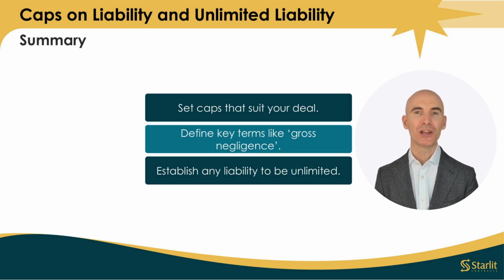To wrap up with your key takeaways, think carefully about the cap or caps on liability that are suitable for your deal. Choose levels that fit your risk profile and make sure that such caps apply to claims made under all legal theories. Next, define key terms that are used in your liability clauses, such as gross negligence and willful misconduct, especially if the meaning of such terms is not clear under the law that governs the contract. Finally, determine what types of liability should be uncapped, if any, but be mindful that suppliers may want to increase their price for higher risk deals.